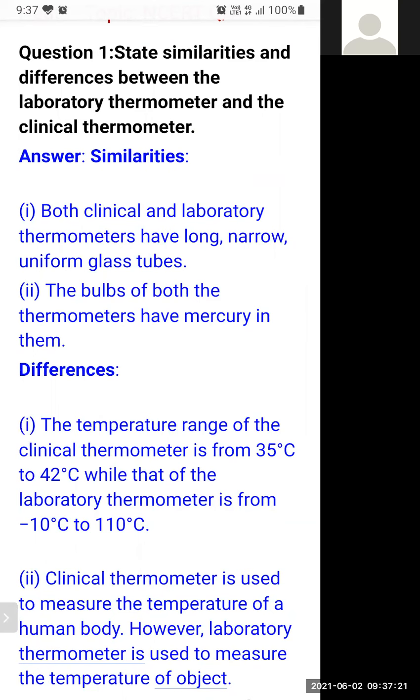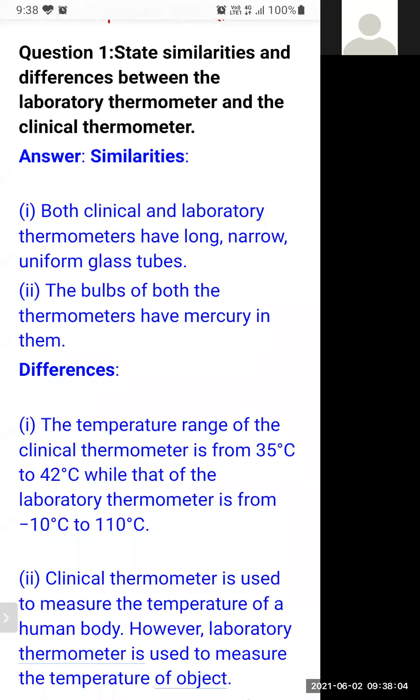Before explaining this answer, I'm just asking a question: what is a clinical thermometer and what is a laboratory thermometer? As you all have learned about them, I'm going to explain the definition first. What is a clinical thermometer? A clinical thermometer is a thermometer which is used to measure the human body temperature, which we use to measure our body temperature. That thermometer is a clinical thermometer.